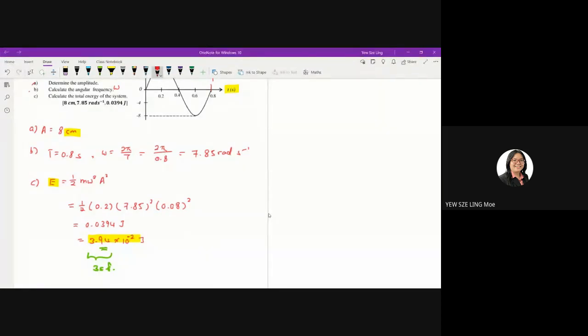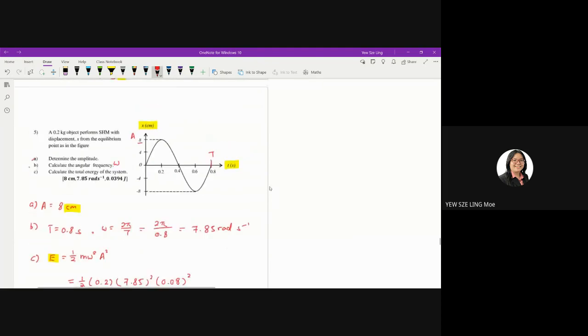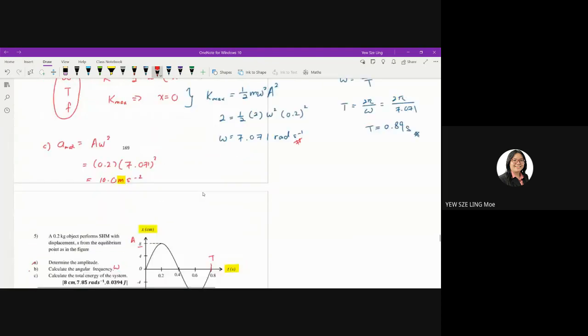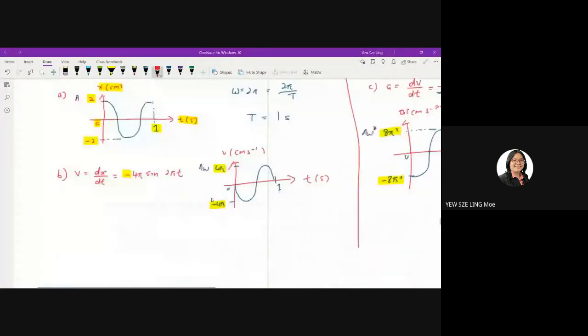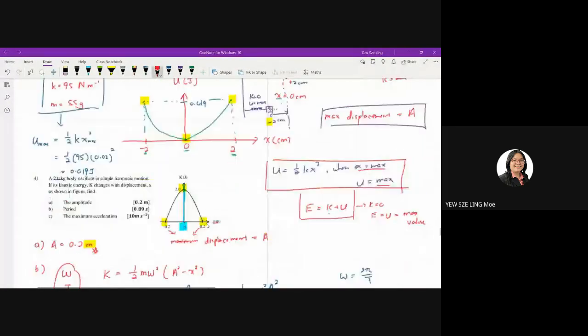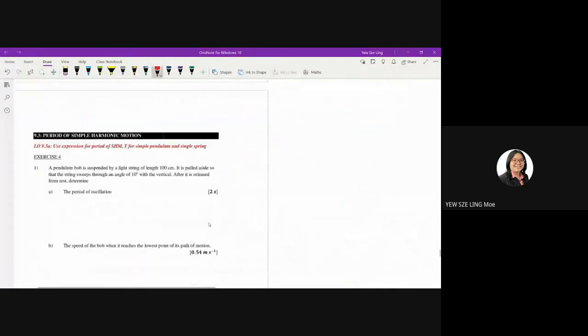All right, so I hope no questions, yeah? Do you have any questions that you would like to ask? I hope you understand because this one is just a very simple question where we try to extract information from the graph and then we learn how to sketch graphs based on the information given. Okay, it's a very short and simple subtopic.